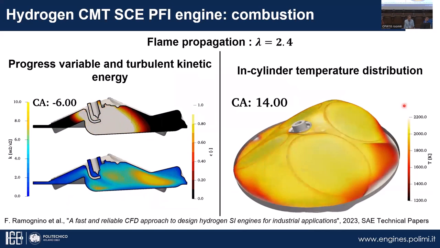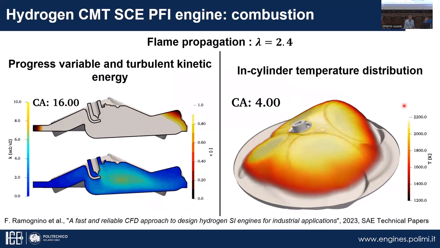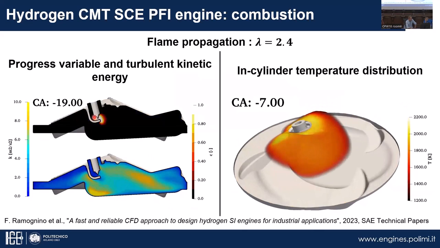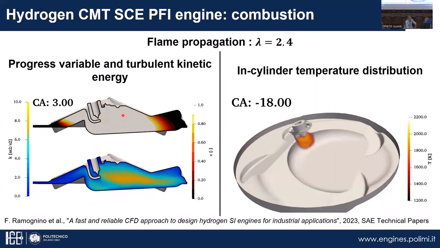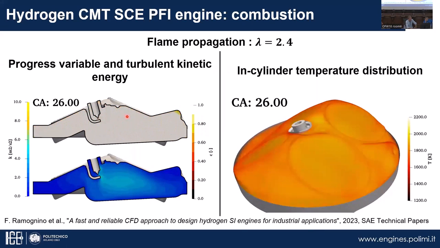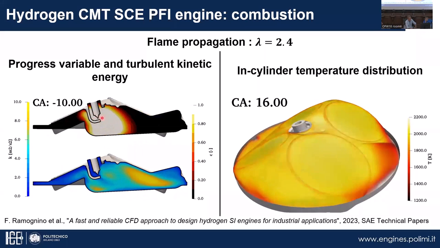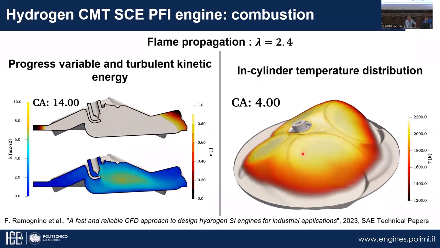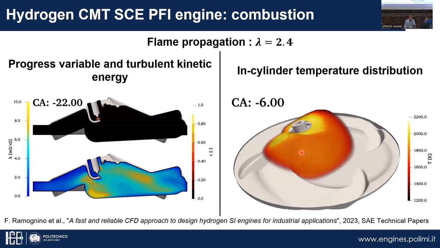And then here we can see the flame propagation. So I think everything seems okay. It starts from the spark, it properly propagates in the whole combustion chamber. Here it's the combustion progress variable, while here you can see the temperature field.